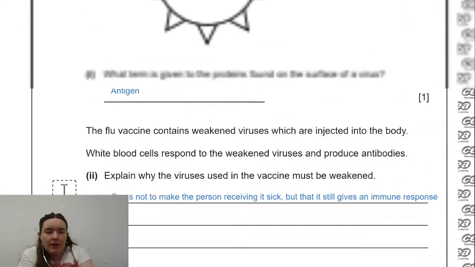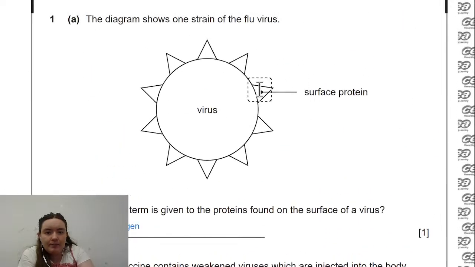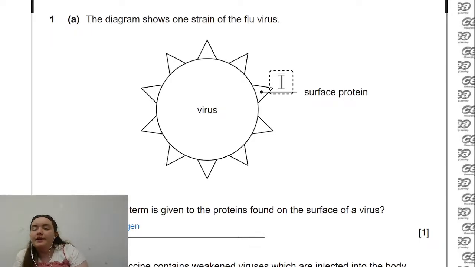So we'll scroll back up here, and this surface protein, the antigen, our body learns what that looks like and is able to attack it specifically. And the process of our body learning it and being able to produce its own antibodies in response makes it active.